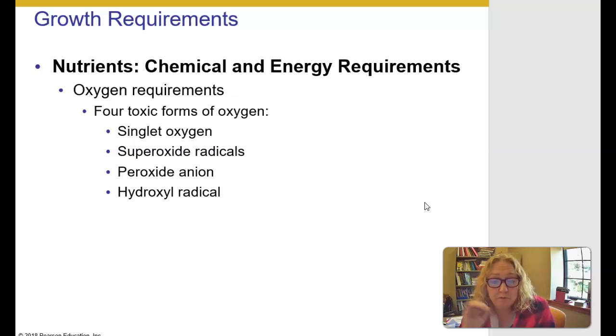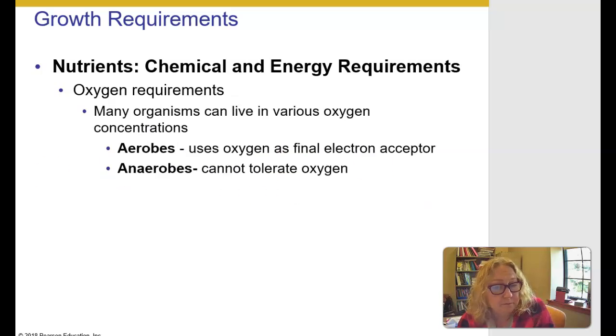Oxygen requirements. Four toxic forms of oxygen: singlet oxygen, superoxide radicals, peroxide anions, and hydroxyl radicals. Many organisms can live in various oxygen concentrations. Aerobes use oxygen as a final electron acceptor. Do we know this? Do we have to go back to cellular respiration?